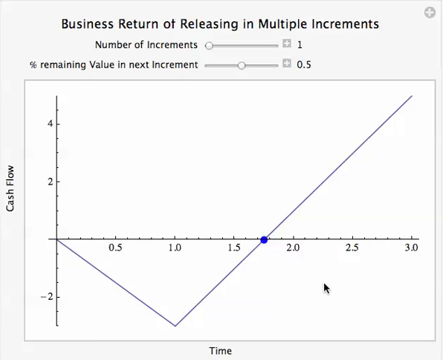Hi, my name is Thomas Lossermeyer, and in this short 4-minute demonstration we're going to look at the business returns of releasing a software product in multiple increments, which is one of the fundamental tenets of Lean and Agile software development.